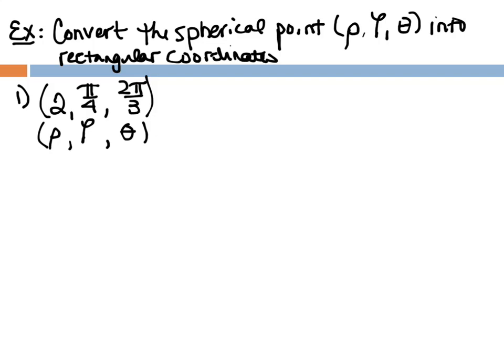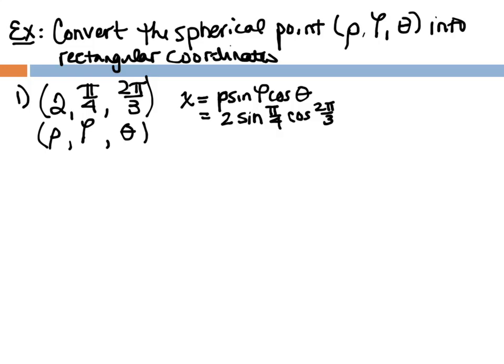So how are we going to find X? Rho sine phi cosine theta. Good. And, oh, I said rho and I wrote R. Rho. Rho is equal to what? 2. Phi is equal to pi over 4, and theta is equal to 2 pi over 3.